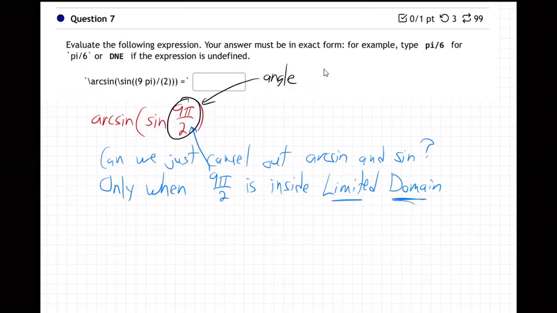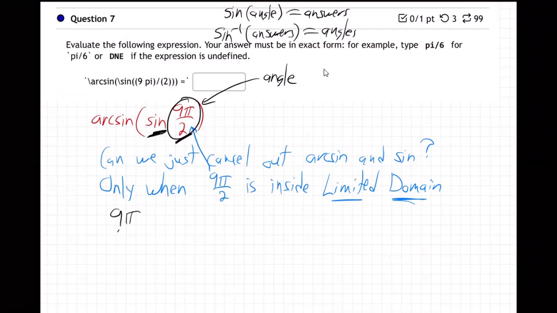Why is it an angle? Well, because it's inside of a sine, right? It's next to sine. You put angles in sine, cosine, tangent, regular trig functions, and get out answers. And for an inverse sine, you put in answers and get out angles, right? So this one has to be an angle because it's inside of a regular sine function. So 9 pi over 2 is an angle.